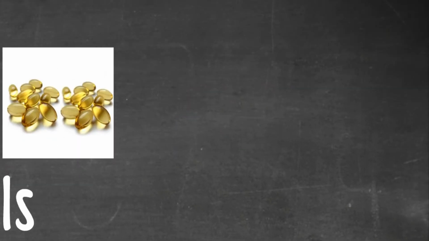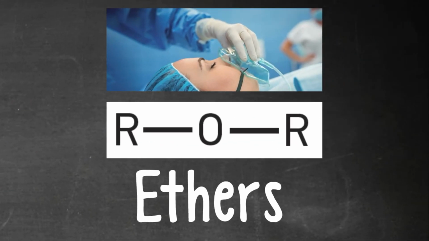Now let's look at ethers. Ethers can easily be identified because you have a carbon branch on the left, a carbon branch on the right, and an oxygen in the middle. There are several different ethers in anesthesia that's used if you undergo surgery.